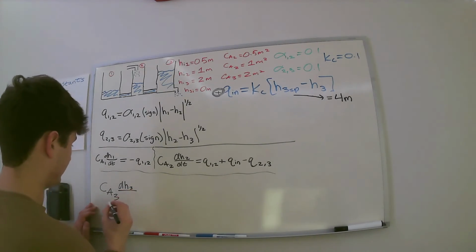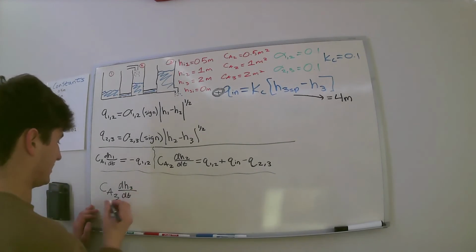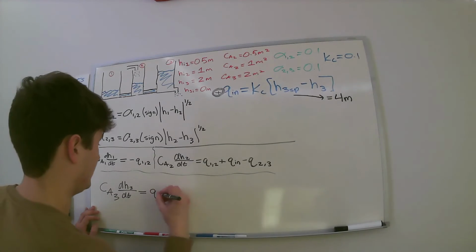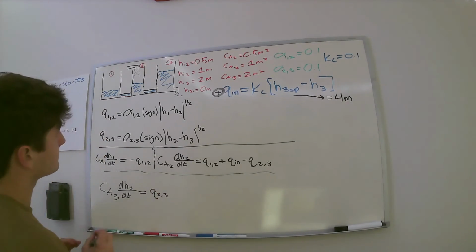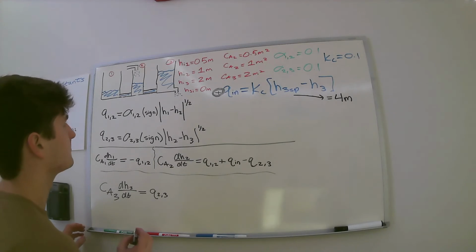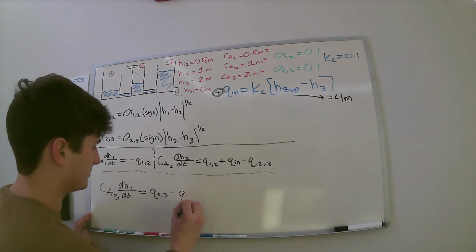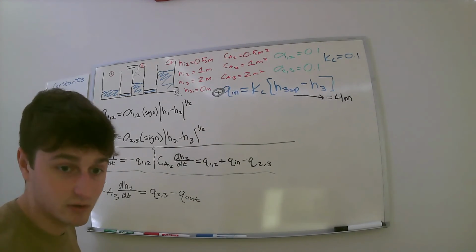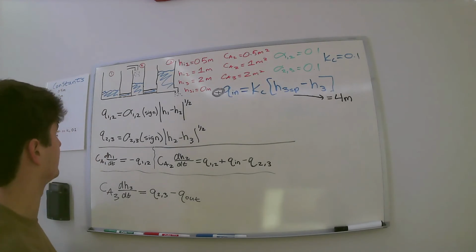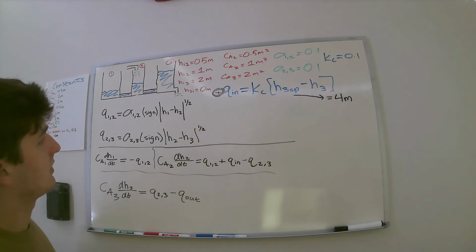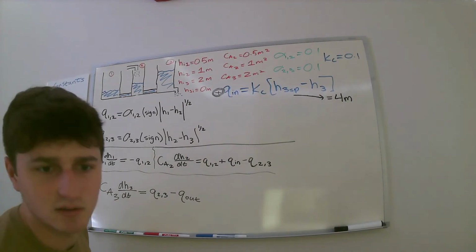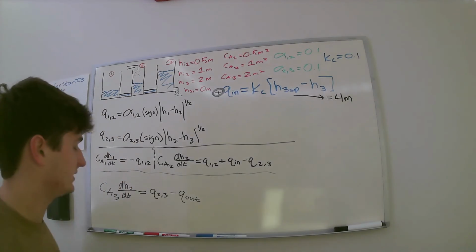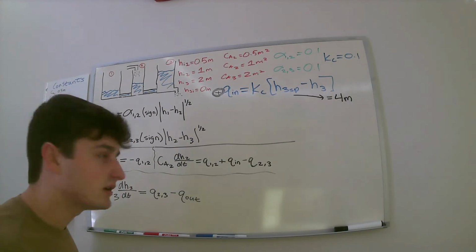So the derivative of the third height with respect to time, and again, these two together make the volume, is going to equal positive Q 2 to 3, and we will subtract Q out, which I actually don't have an equation for. If I really do need it, let me know, Carlos. I assume it's just going to be whatever height leaves the system. But these are all of our relevant equations we're going to need.